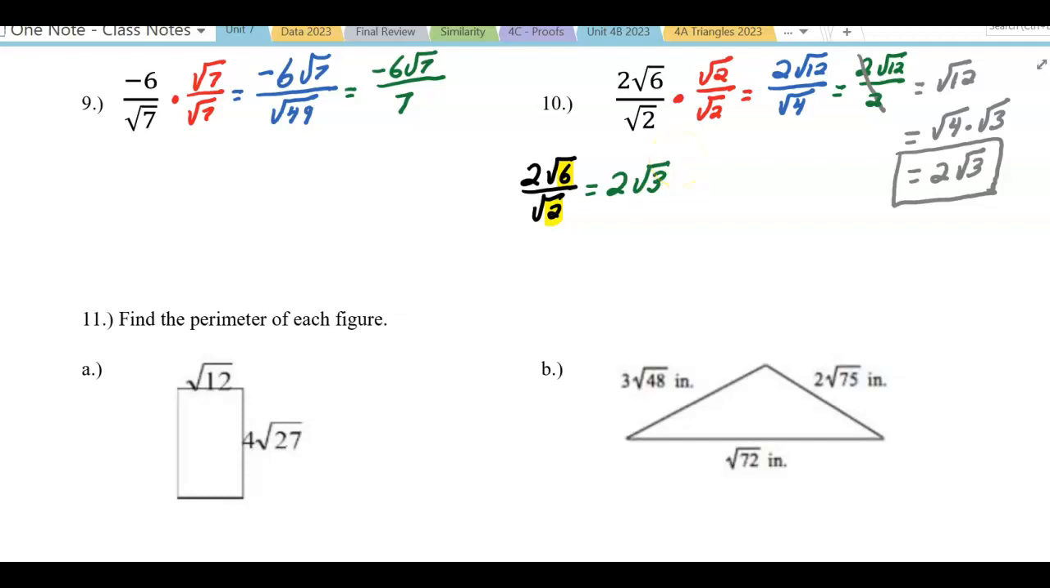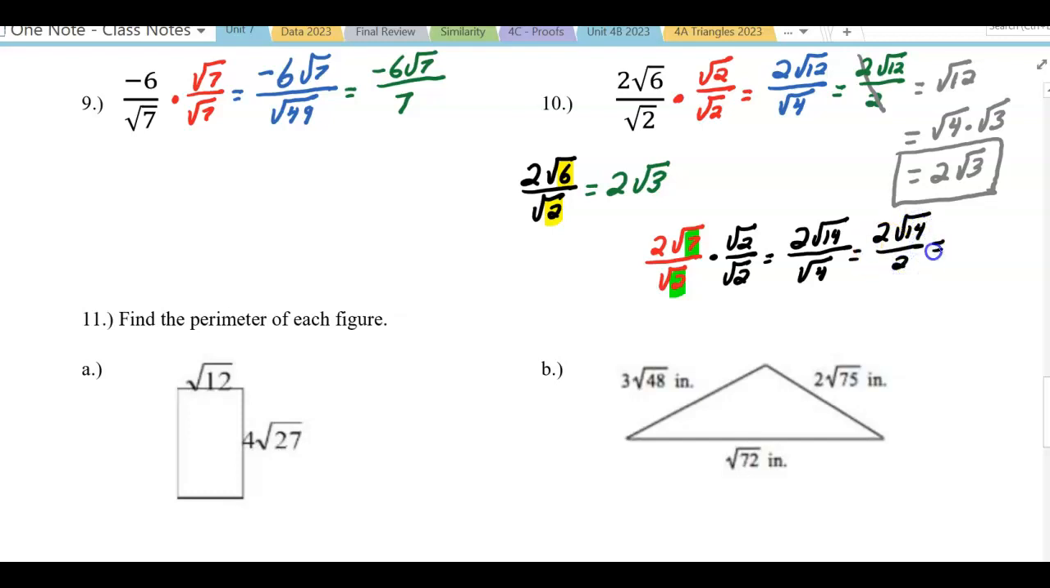For example, if you had 2 square root of 7 over square root of 2. 7 and 2, I'm going to highlight these in green, you cannot reduce. So you definitely want this technique of multiplying by the radical. Then you would multiply across 2 square root of 14 over square root of 4, which is 2 square root of 14 over 2. The 2's reduce and you get square root of 14.